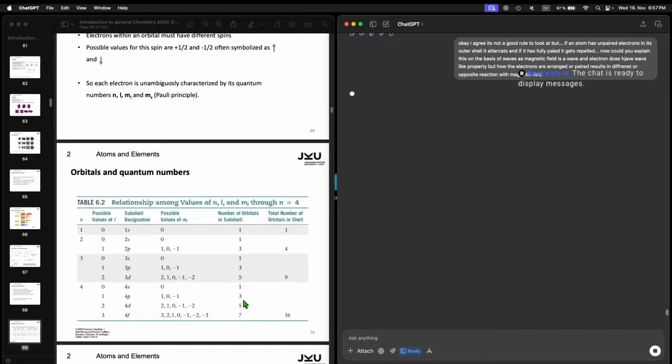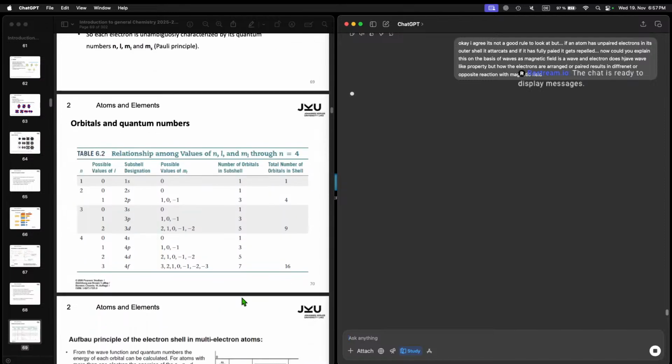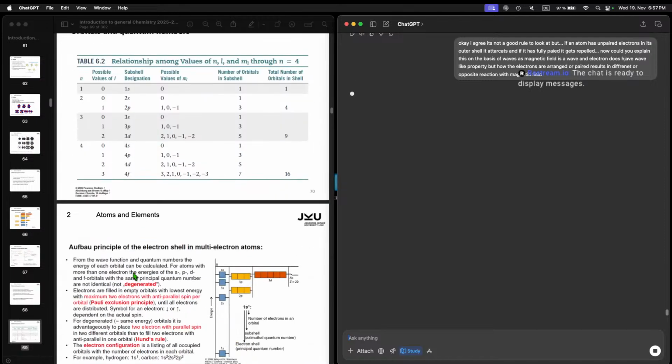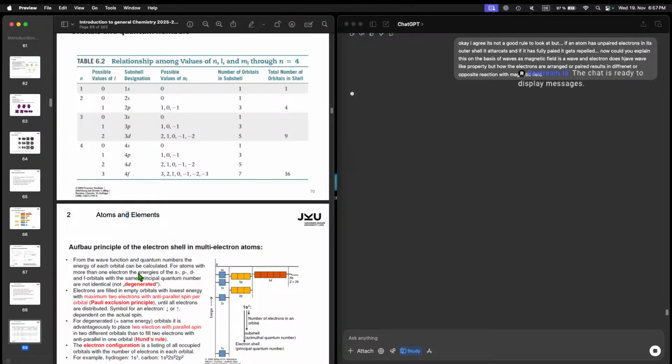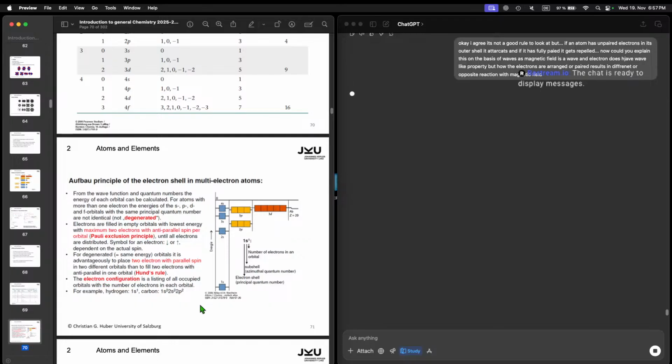That's really interesting. Like the Aufbau principle of electron show. Can I? Oh, I can. Fuck this, bro.